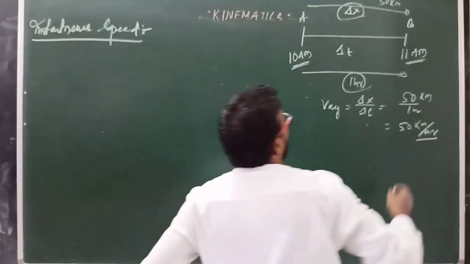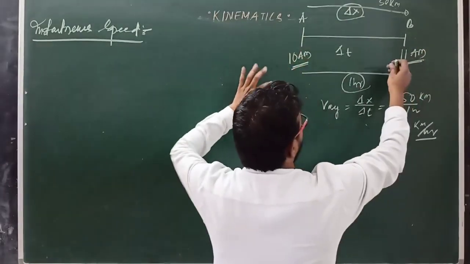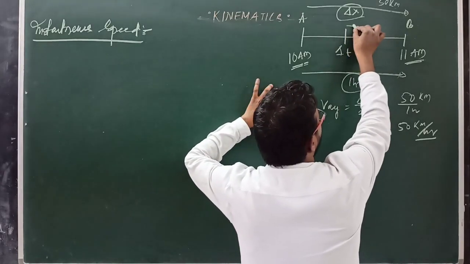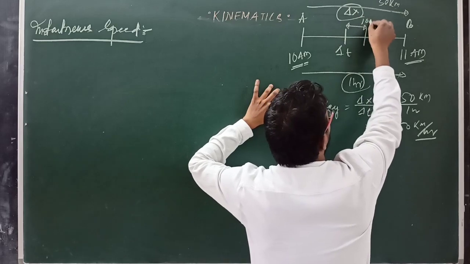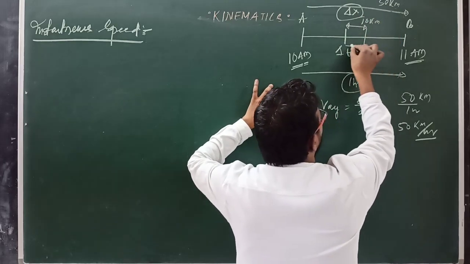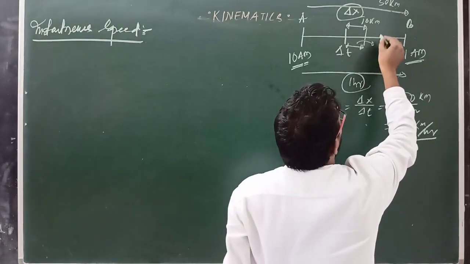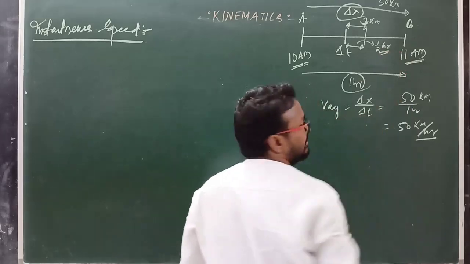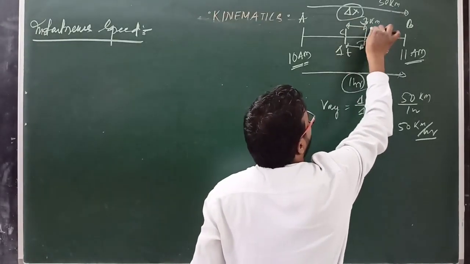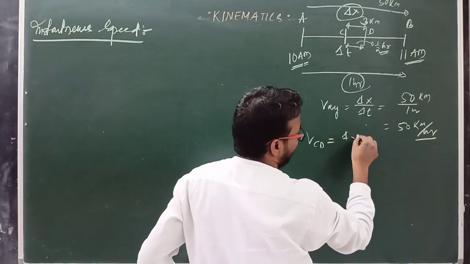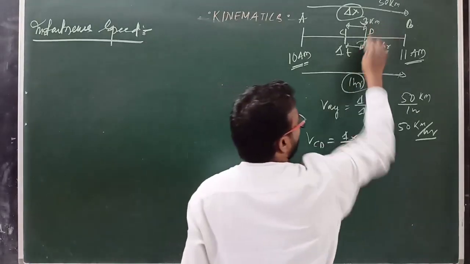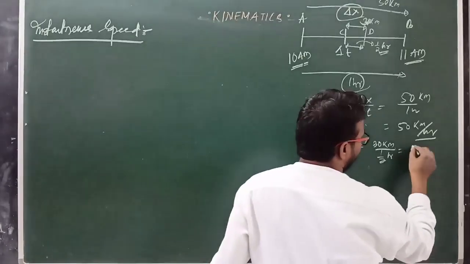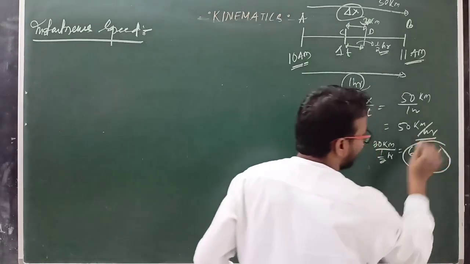Clear? Okay. So if we decrease this distance, and come to this point, suppose this distance is now very small, say 30 kilometers, then the time interval also decreases, say to 1/2 hour. For this interval C to D, the average speed is delta x by delta t, that is 30 kilometers per 1/2 hour, which means 60 kilometers per hour. This is known as average speed.